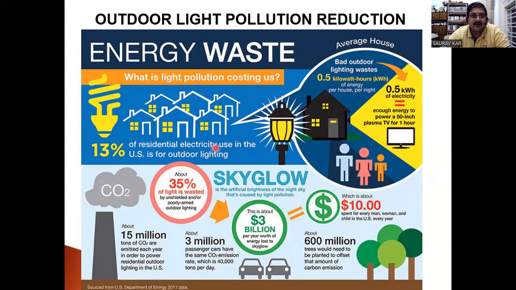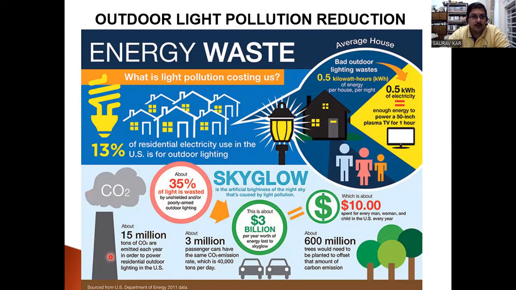So 30% of residential electricity used in the US for outdoor lighting is creating pollution. See, bad outdoor lighting wastes 0.5 kilowatt hour of energy per house per night, enough energy to power a 50-inch plasma TV for 1 hour. So energy wastage can be prevented, it can be saved. Everywhere we should look for saving, not wasting, but saving. We should look for it in construction sites also. We should always look for saving.